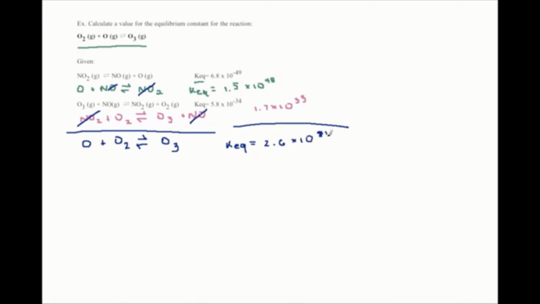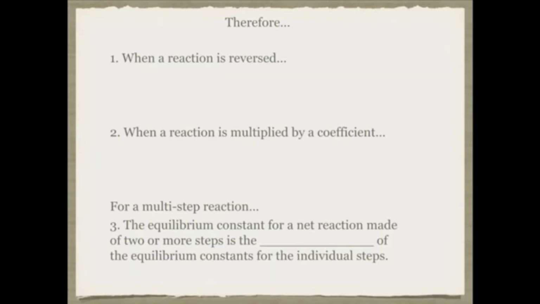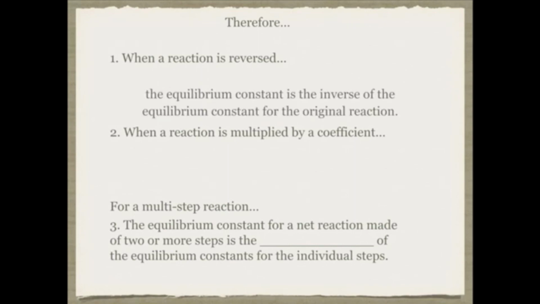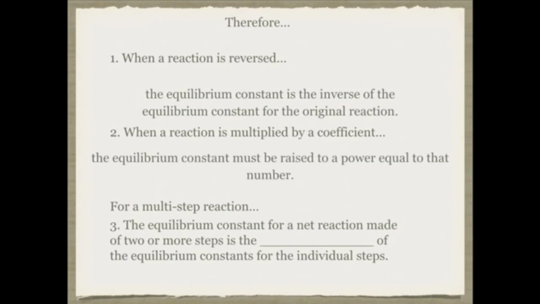So in the examples that I just talked about, we looked at 3 different ways of manipulating your equilibrium constant. The first one was when a reaction is reversed. If you reverse a reaction, your equilibrium constant is just going to be the inverse of the equilibrium constant of the original reaction, just 1 over that original value. If your reaction is multiplied by a coefficient, then the equilibrium constant is going to be raised to a power equal to that number. So in the example, I multiplied my reaction by 2, therefore I needed to raise my equilibrium constant to the power of 2.